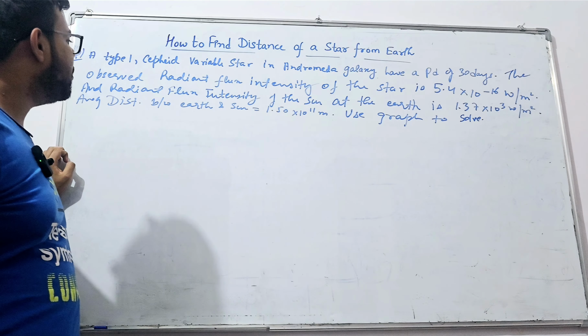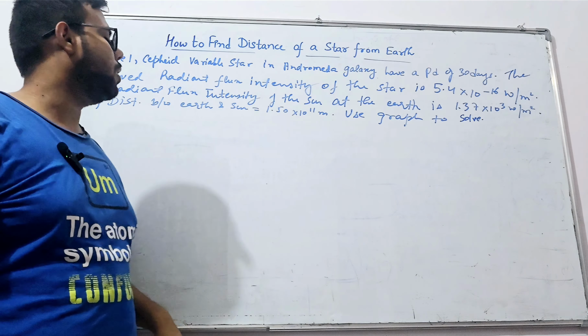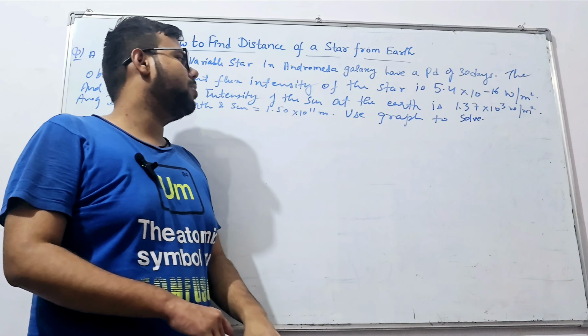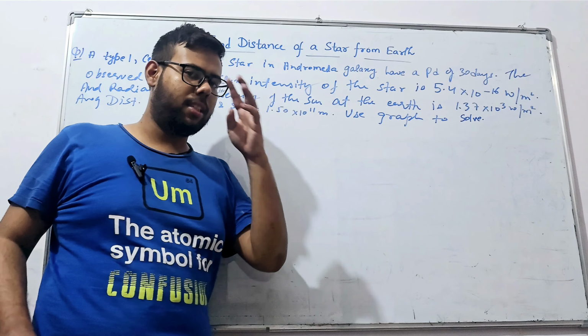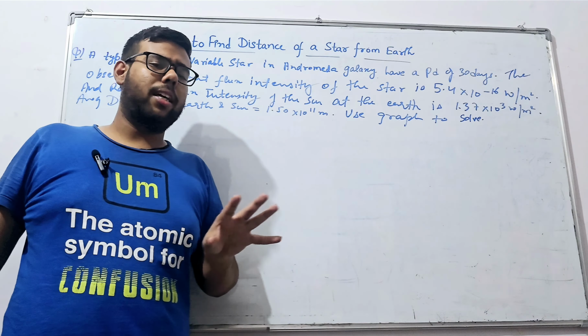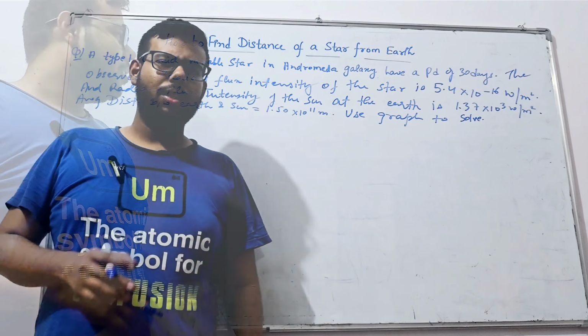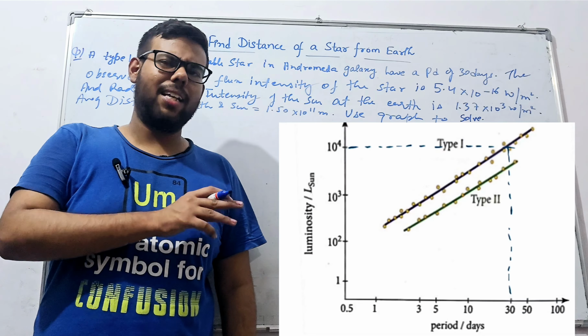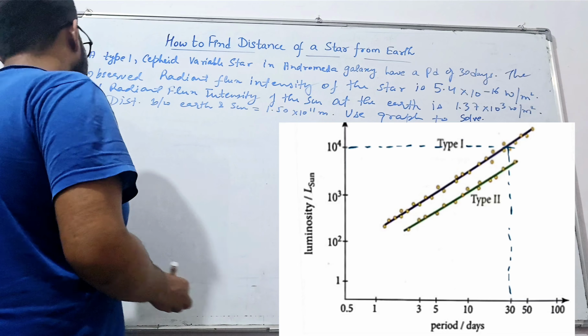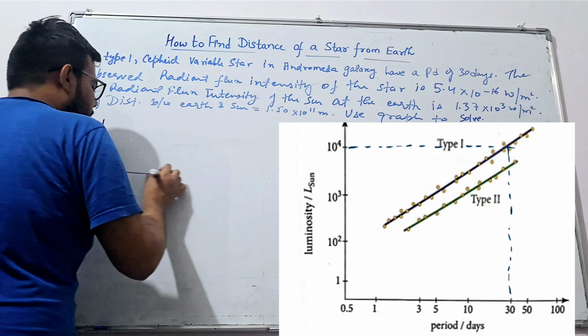The average distance between Earth and Sun is 1.50 × 10^11 meters, and use the graph to solve. Well, of course, I will display the graph right now so that you can solve the problem. So what does this graph tell? Let me tell. So the graph looks somewhat like this.